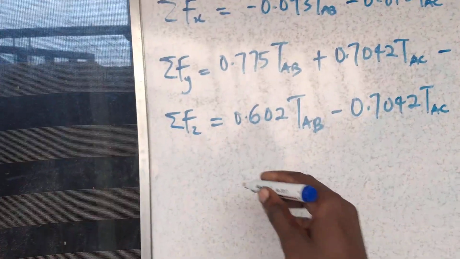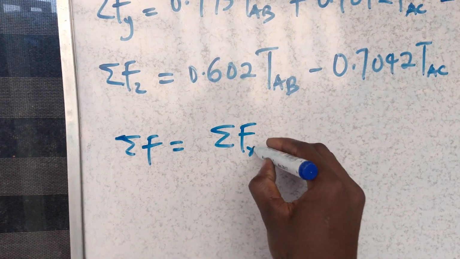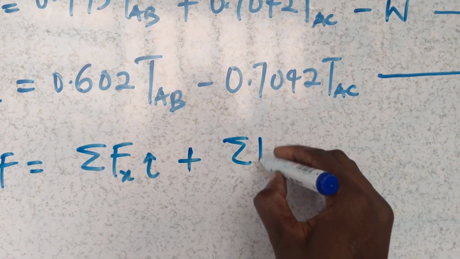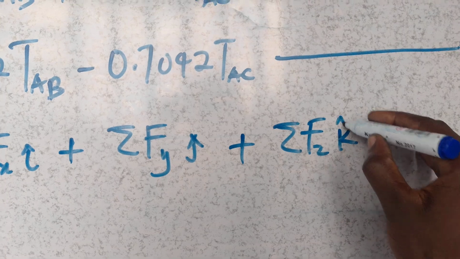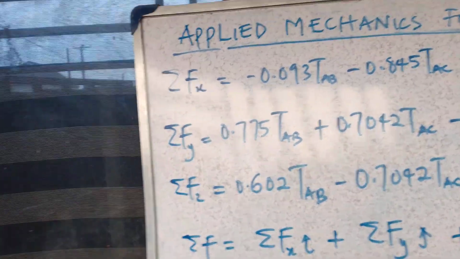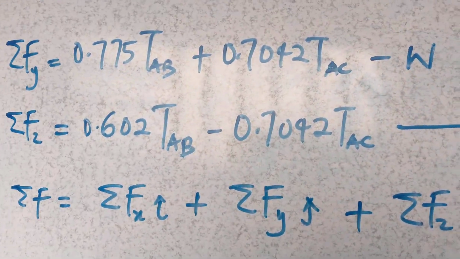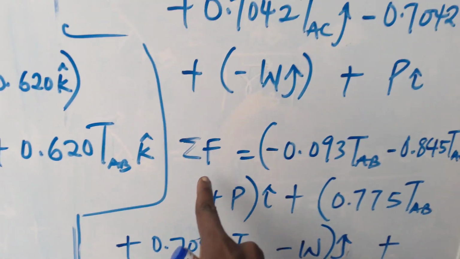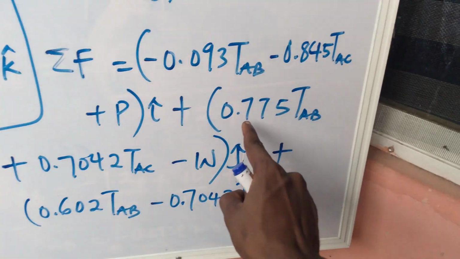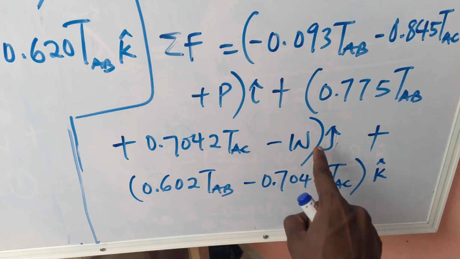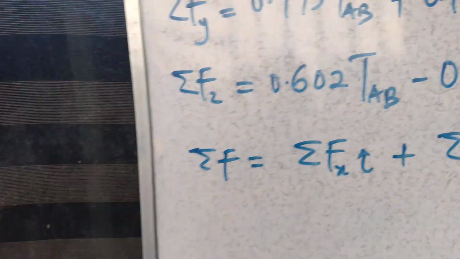So it implies that sigma F is sigma fx i plus sigma fy j plus sigma fz k. You observe that we have gotten the values of sigma fx as this, sigma fy as this, and sigma fz as this. That is the simple explanation. The whole of the first is sigma fx i, the second is sigma fy j, and the third is sigma fz k. That's good. We'll take the next equilibrium conditions.